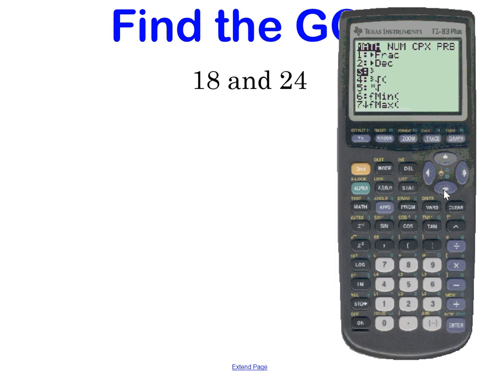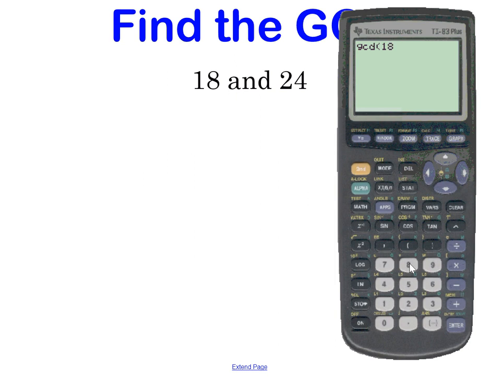I'm sorry, we actually don't scroll over to num. And we want GCD. So once again, I apologize. It is the num category, and we're scrolling down to option number 9, GCD. You press enter. We want to figure out the GCD between 18 and 24.